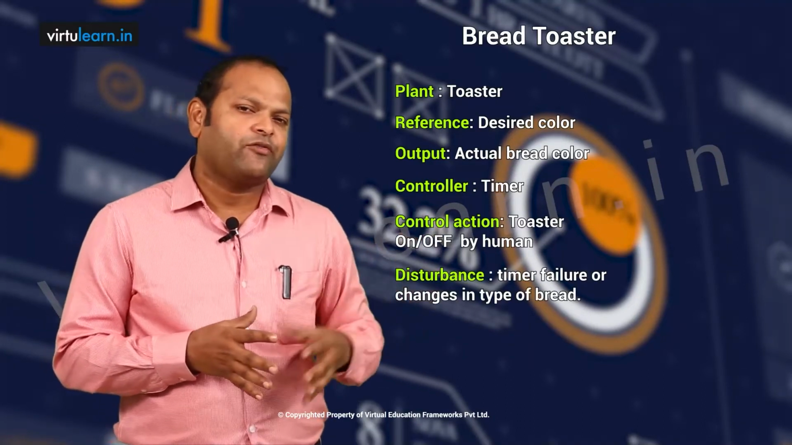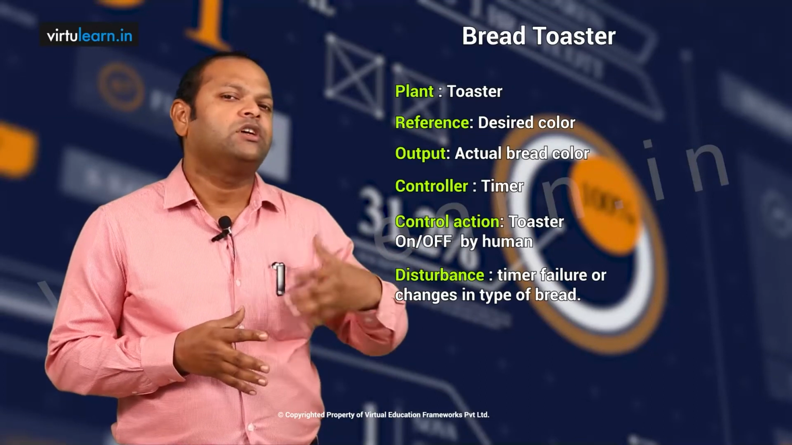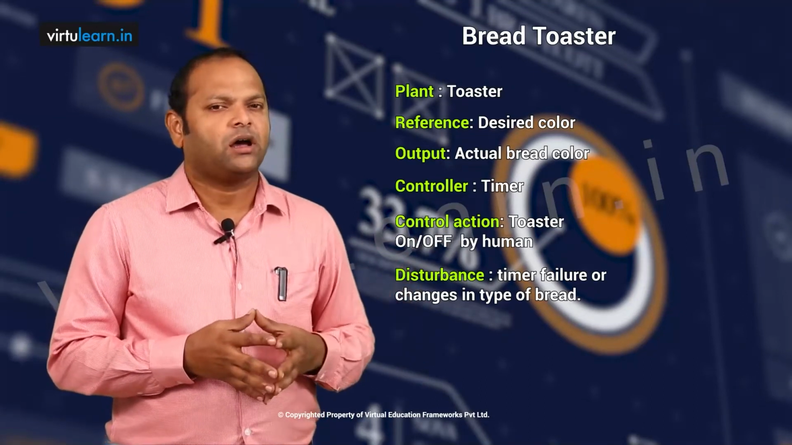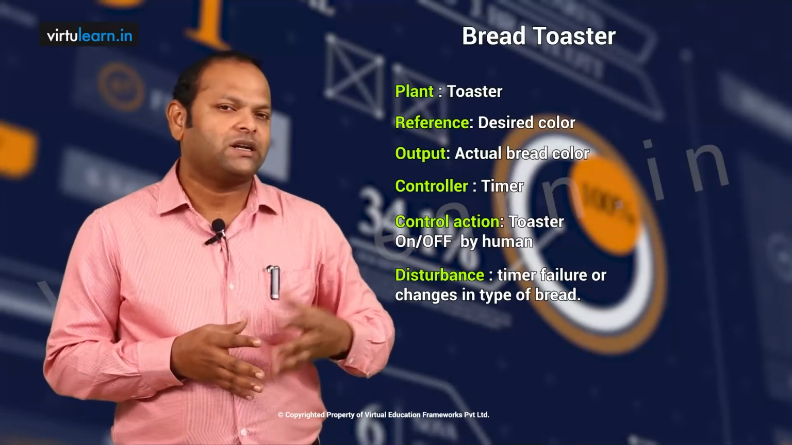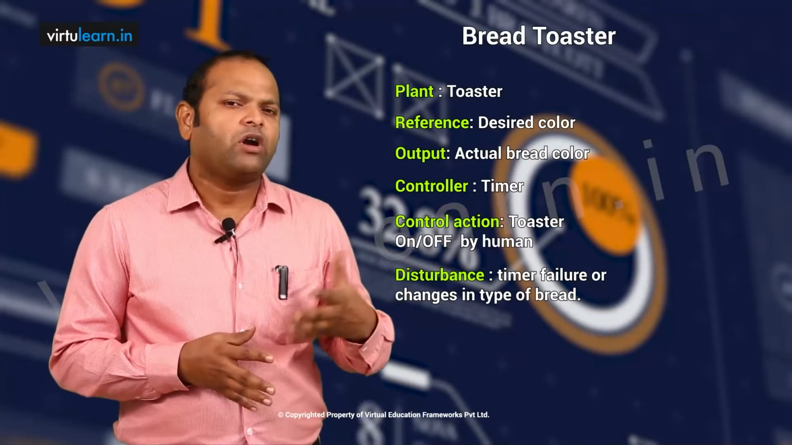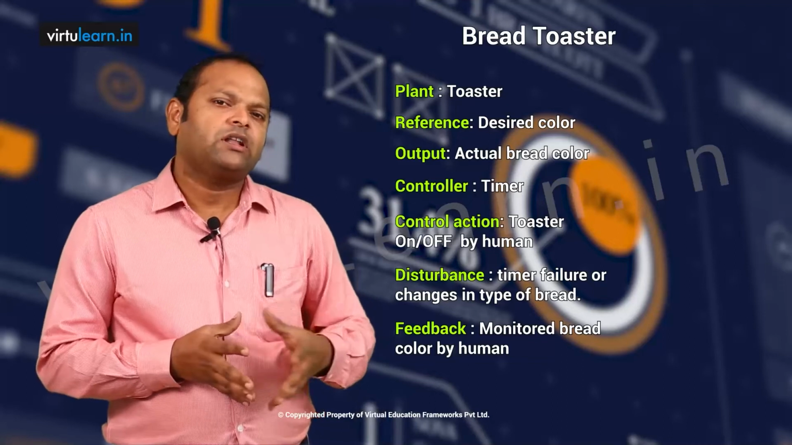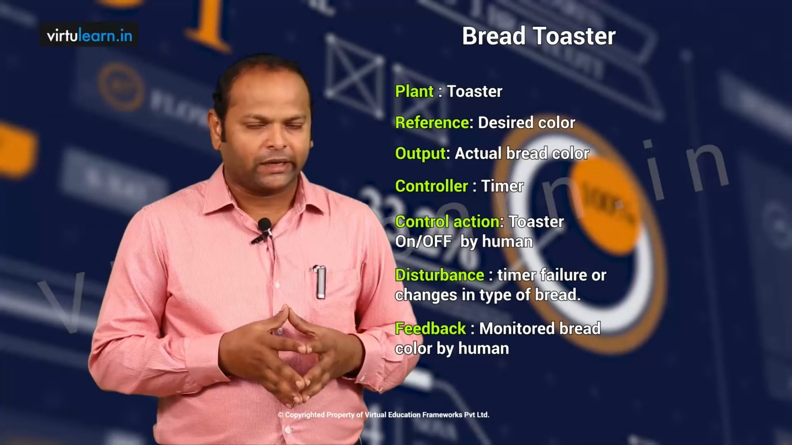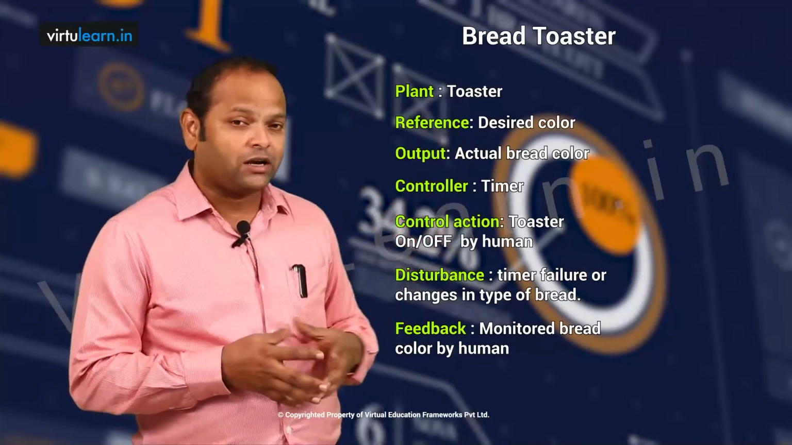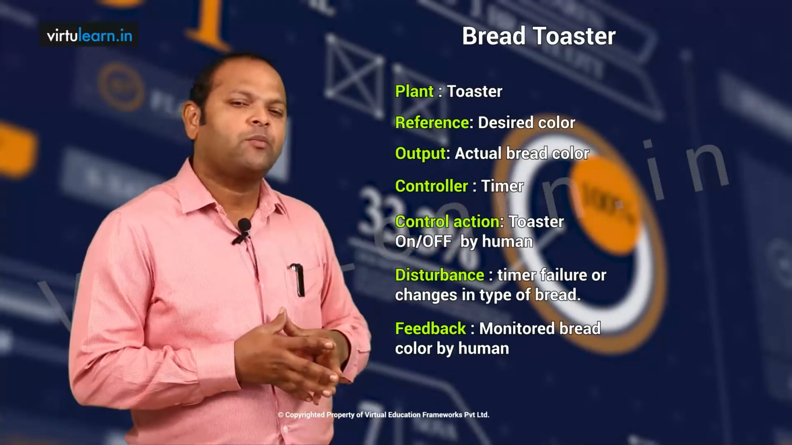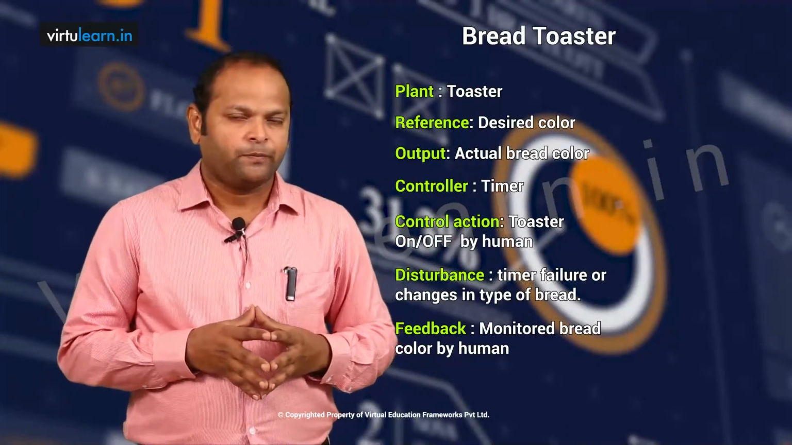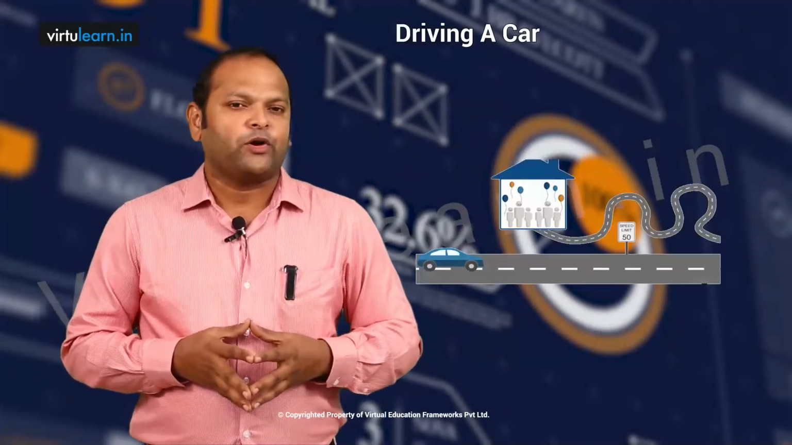And what is the disturbance? Sometimes the timer may fail or there may be some change in the bread piece, whether it's cheese or plain bread, and all those things are disturbances to the system. And what will be the feedback? We are there to monitor it. Therefore, the bread color is monitored by the human being. So these are the components in any control system, and for this particular example the respective things we have shown here as a summary.